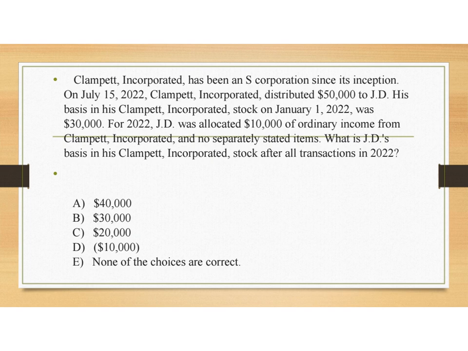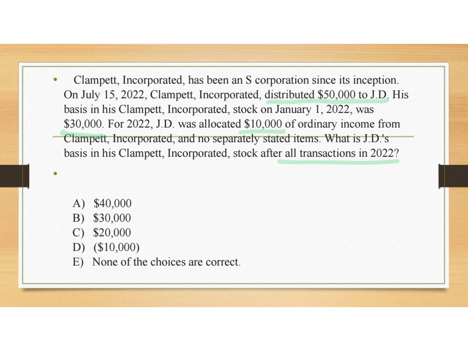All right, so now we have another S corporation that has been an S corporation since its inception. On July 15th, the corporation distributed $50,000 to JD. His basis on January 1st was $30,000, and he was allocated $10,000 of ordinary income and no separately stated items. So the question is, what is his basis in his stock at the end of 2022?